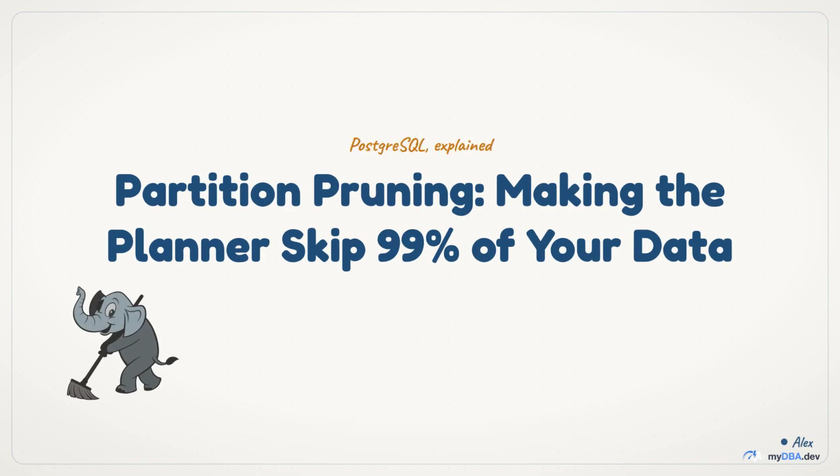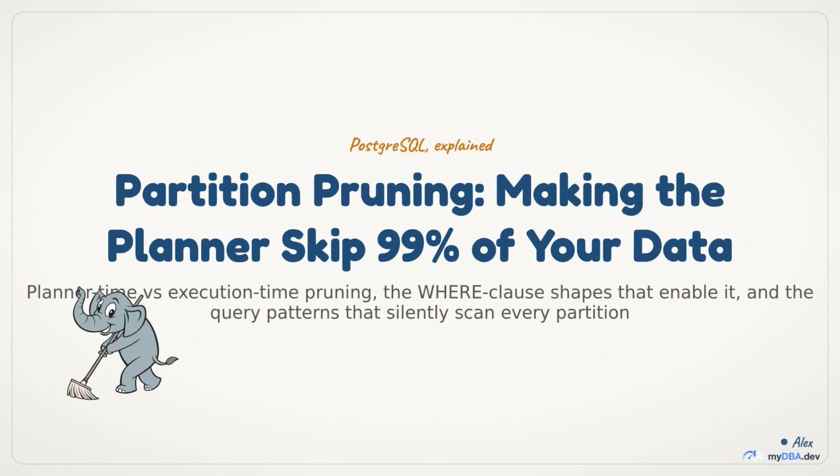So you've split your orders table into 100 monthly partitions, 12 million rows spread across all those child tables. You write a query for last week's data. Question is, is Postgres actually skipping the other 99 partitions, or is it quietly scanning everything?